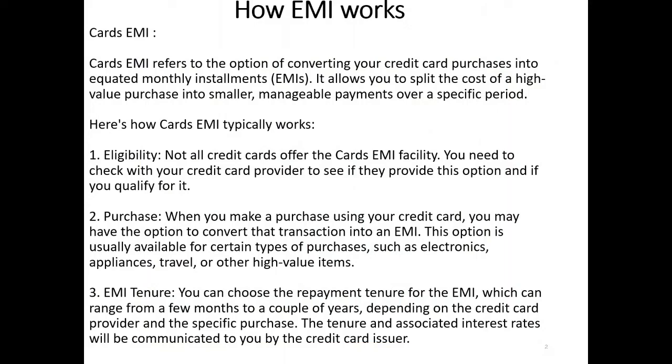First thing, how EMI works, we will explain this thing. Basically, card EMI refers to the option of converting your credit card purchase into a fixed monthly installment, that is called EMI. It allows you to split the cost of a high value purchase into smaller manageable payments over a specific period. So let's try to understand in simple words.